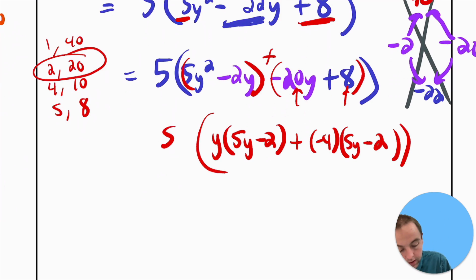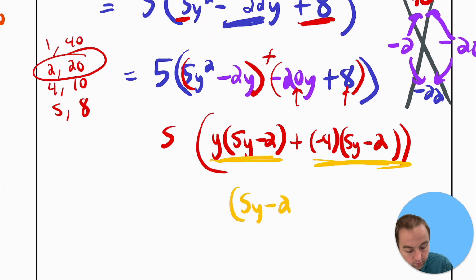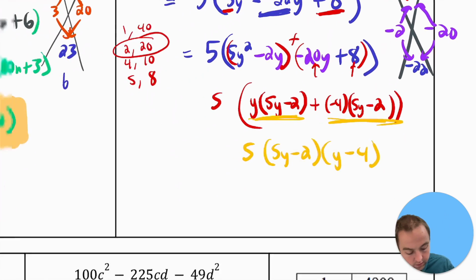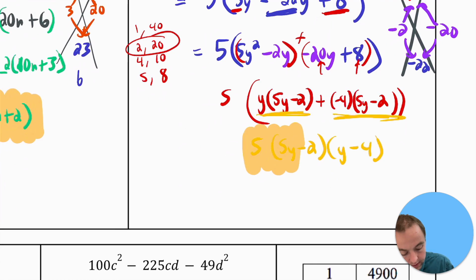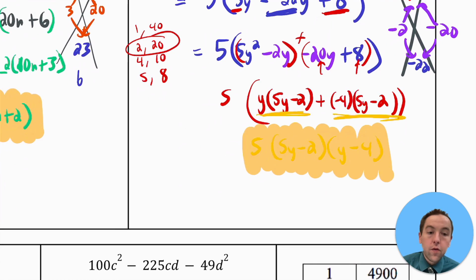And that's great, because then we can factor this now because that and that both have the 5y minus 2. So then you can have the 5y minus 2 and then the y minus 4. You still have that 5 GCF that you took out. And that right there gives you the factored form for that expression using the AC method.